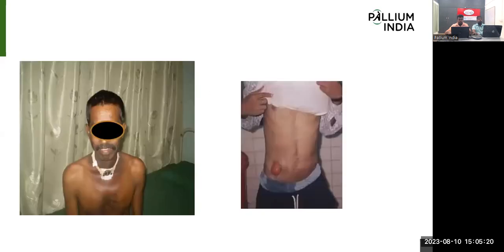Here two pictures are there. The first one, tracheostomy, is an example of an input ostomy, and the second one, colostomy, is an example of an output ostomy.